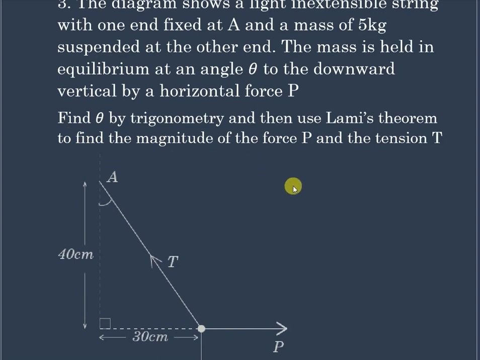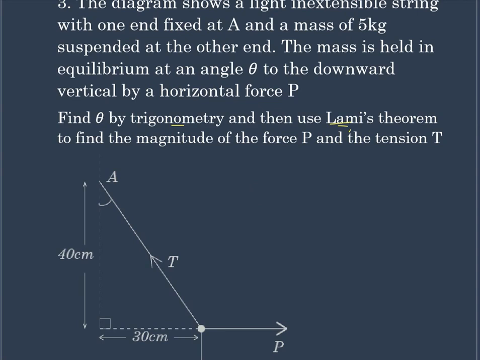And attention, we have been very particular here to tell you to use trigonometry to get this and use Lami's theorem. But the question examiners don't give you the method to use. They just want you to find the value of theta and then the value of P and T without having to tell you that you are supposed to use either Lami's theorem or what. We shall do what they told us to do. They told us to use trigonometry.